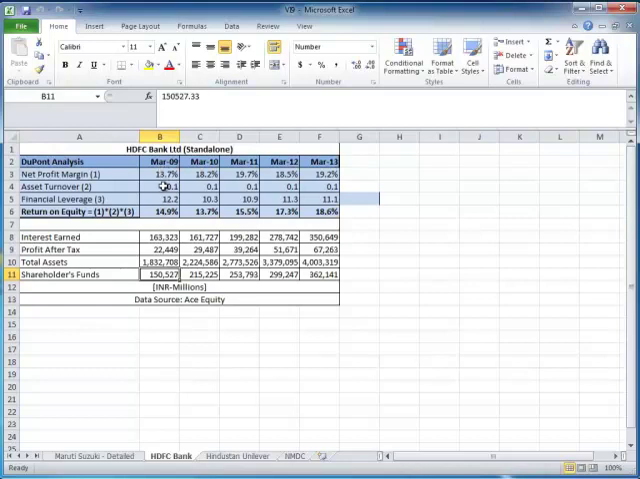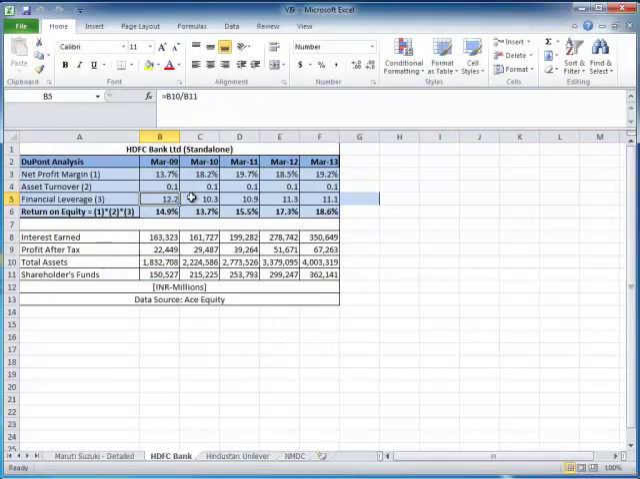So with these 3, we have that net profit margin is profit after tax over interest earned. Asset turnover is going to be interest earned over total assets. And finally, financial leverage will be assets divided by equity or shareholders' funds. Right, and these 3 formulas are constant throughout.